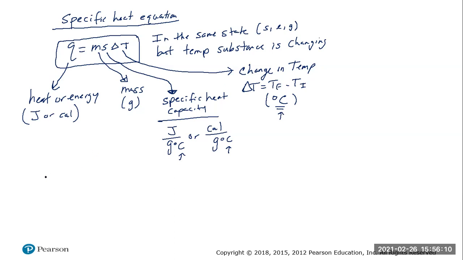For reference, substances do have different specific heat capacities depending on what it is and also what state it is in, but liquid water is a common one that people reference. Liquid water has a specific heat capacity of 4.184 joules per gram per degree Celsius, or if you're doing calories, 1 calorie per gram per degree Celsius. So those are two values that are commonly used for liquid water. By the way, like I said before, it does change with state.